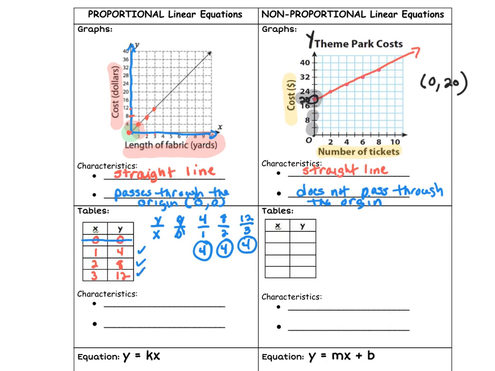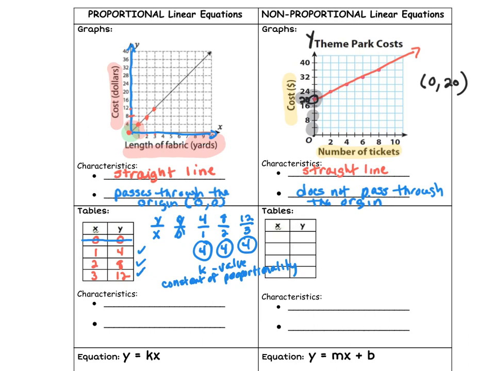And if you recall from a previous lesson, we refer to this as the k value, and we also call it the constant of proportionality. In fact, it has the word proportional in it. Constant of proportionality. So this is also known as a unit rate.